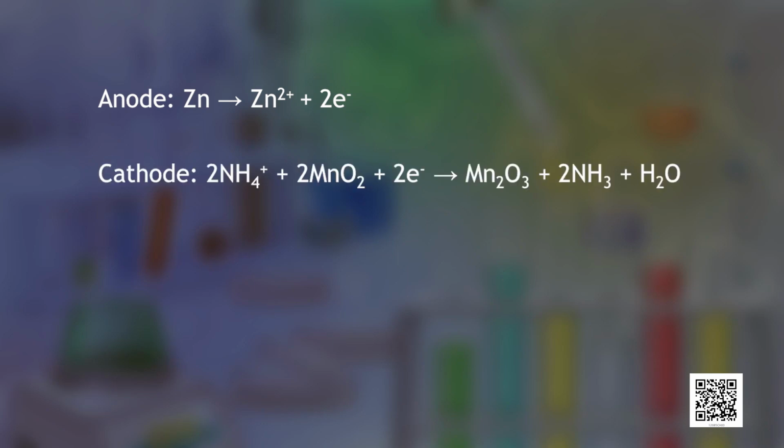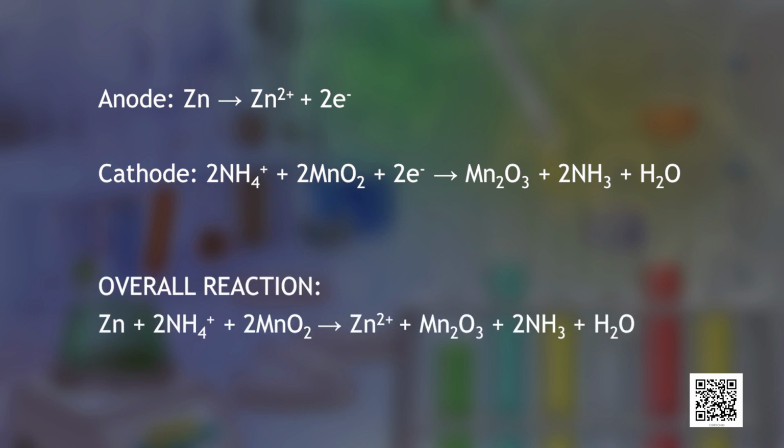When the cell is working, zinc loses electrons to give zinc ions. The electrons pass around the external circuit and are taken up at the cathode. This causes discharge of ammonium ions. The reactions taking place at the electrodes can be represented as: at the anode, zinc undergoes oxidation to form zinc ions, while at the cathode, ammonium ions mix with manganese dioxide and undergo reduction to form manganese oxide, ammonia and water. So the overall reaction becomes zinc plus ammonium ions plus manganese dioxide, giving zinc ions plus manganese oxide plus ammonia and water.